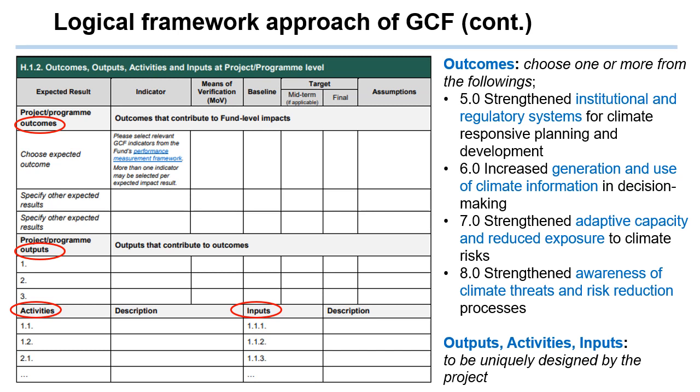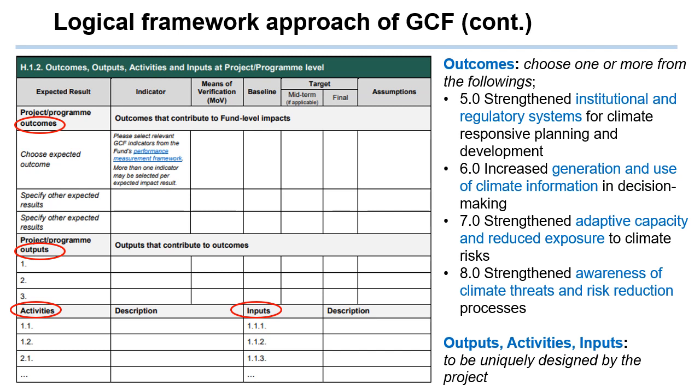Moving further down in the logical framework to the outcomes, the GCF also specifies the outcomes. And in the case of adaptation projects, these are again 4: strengthened institutional and regulatory systems for climate responsive planning and development, increased generation and use of climate information in decision making, strengthened adaptive capacity and reduced exposure to climate risks, and strengthened awareness of climate threats and risk reduction processes.